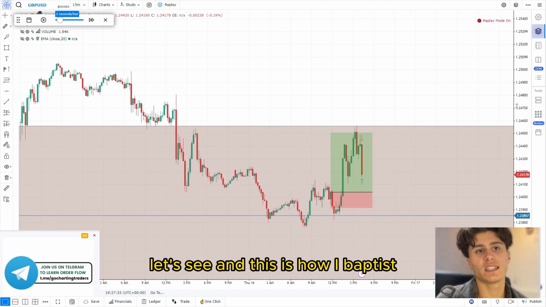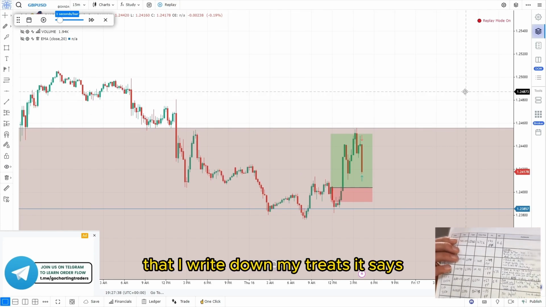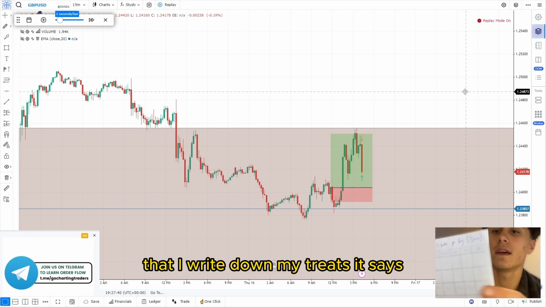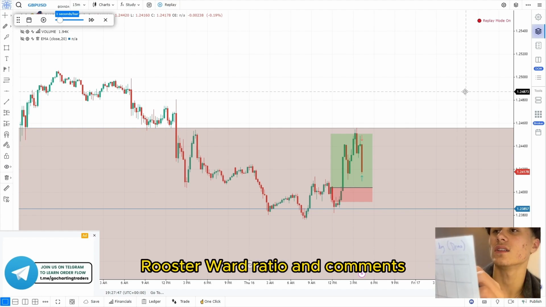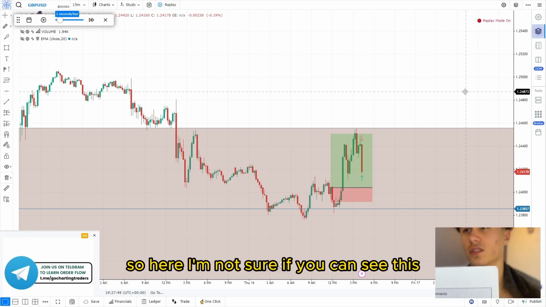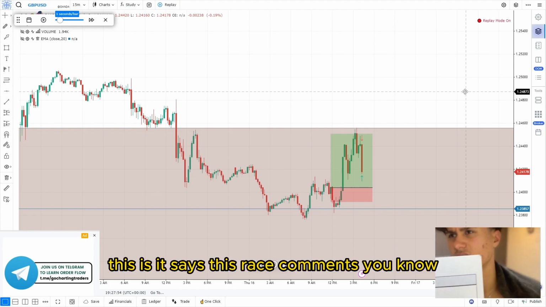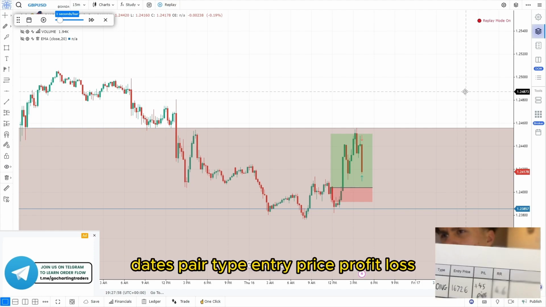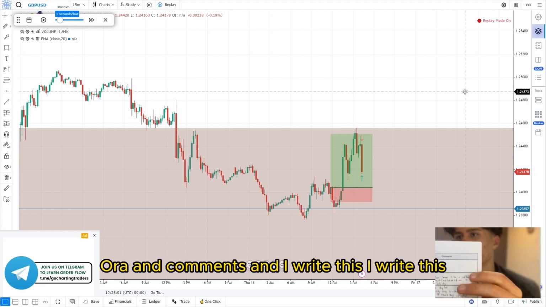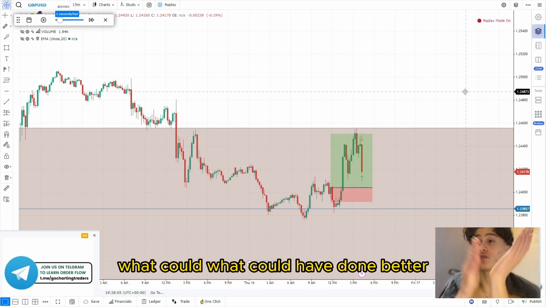Let's see. And this is how I backtest. I have a piece of paper here that I write down my trades with. It says date, pair, type, entry price, profit loss, risk to reward ratio, and comments. I'm not sure if you can see this. And I write what I could have done right, what I could have done better.